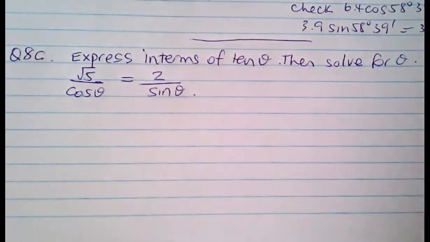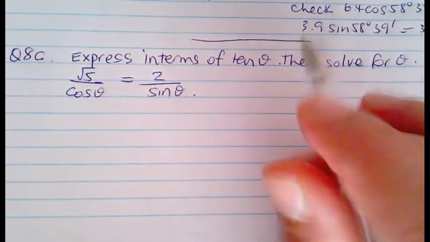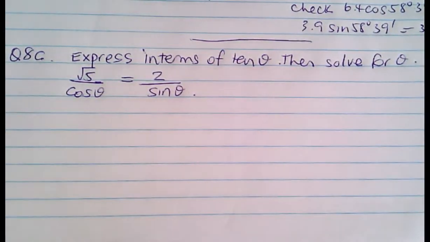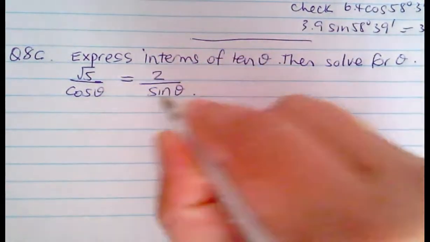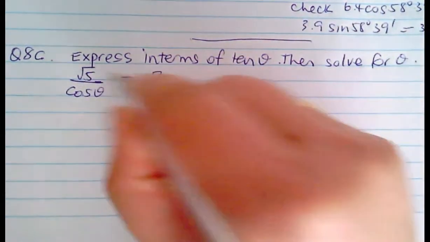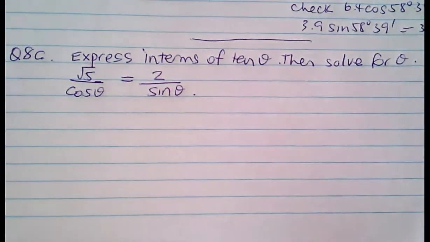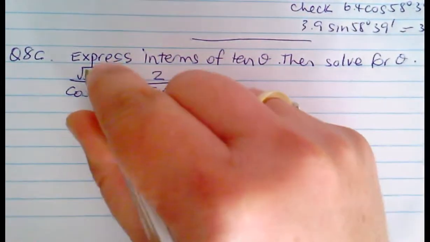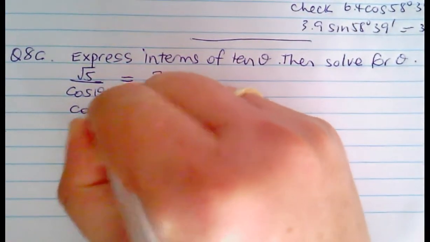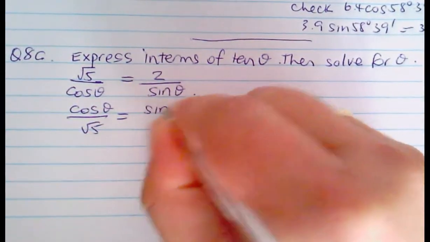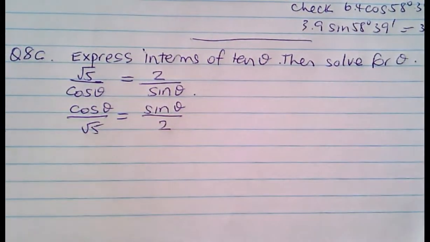Look, there are a few ways of doing this. You can either turn both equations upside down, or you can just do some rearranging. So first I'm going to take the reciprocal, or flip both sides. Instead of root 5 over cos theta, I'm going to write this as cos theta over root 5 equals sine theta over 2. Now you're allowed to do that.